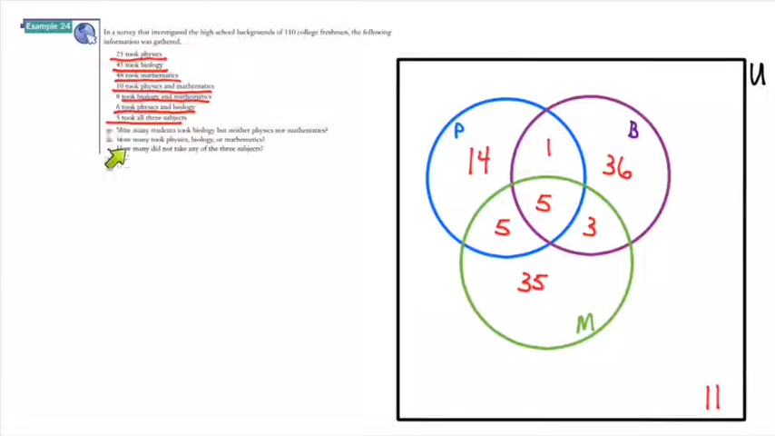And now let's look at the three questions that they've asked here. And as we go, we are going to refer to our Venn diagram, of course, but I also want us to practice writing down what they're asking in set operations.